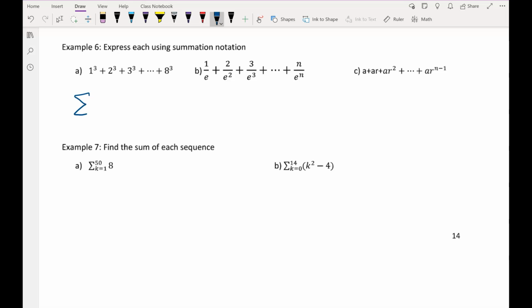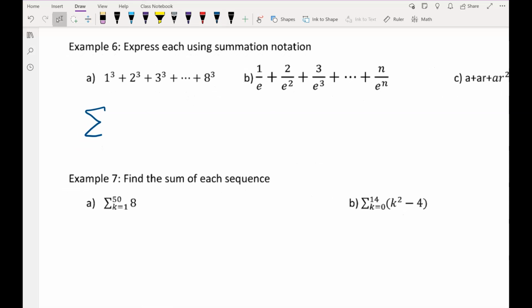Whenever you see these, my recommendation is to start writing first term, second term, third term. If that's the third term, as you can see, this is number 8, so that's probably the 8th term, okay?